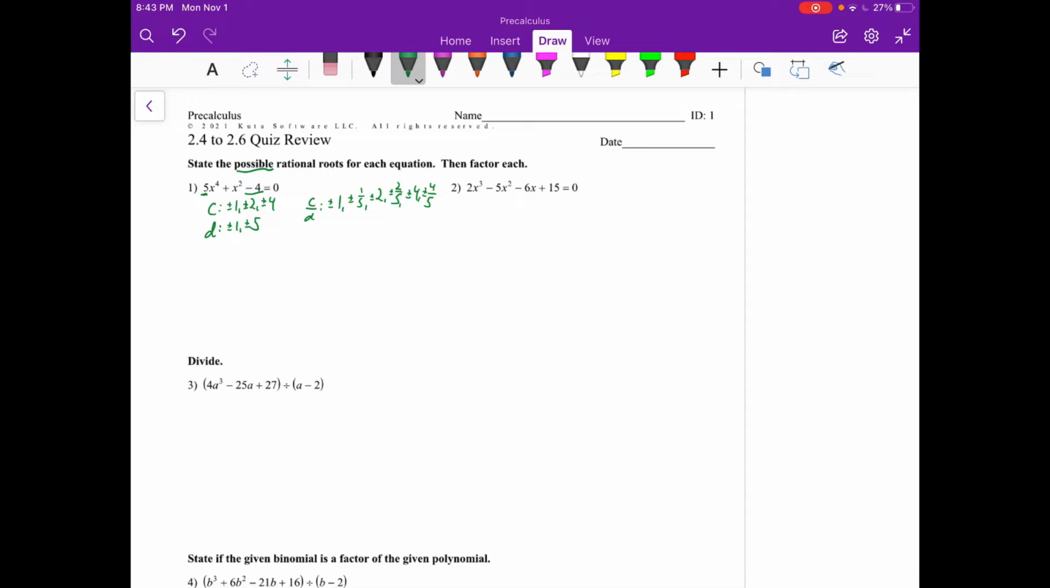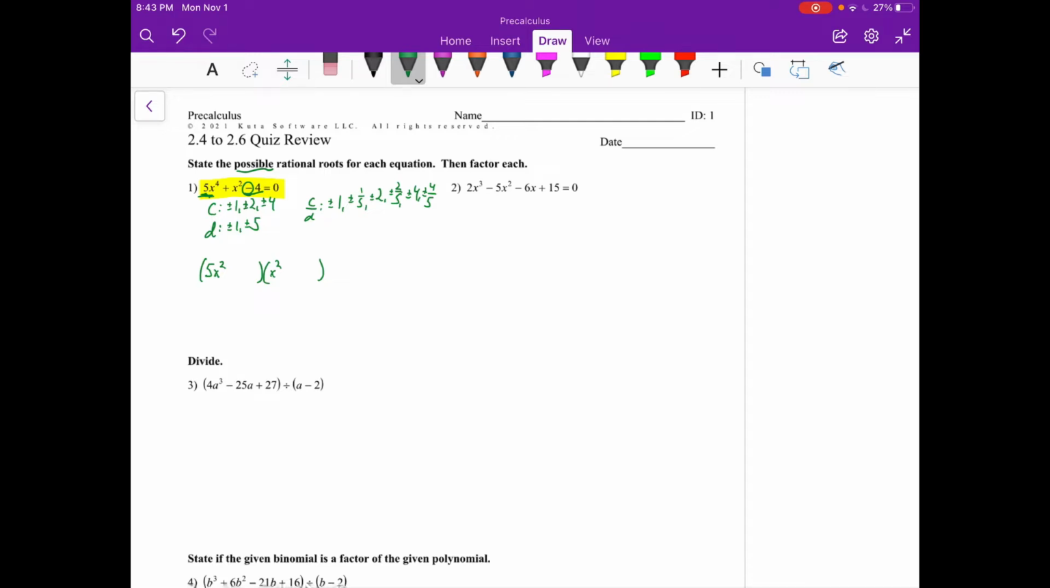We could go through and use synthetic division, but we do notice that this is a quadratic form function. So we are going to go ahead and try factoring this. We have a 5x to the fourth, so we need a 5x squared and an x squared. This is a minus, so we need one positive and one negative, and then 4.